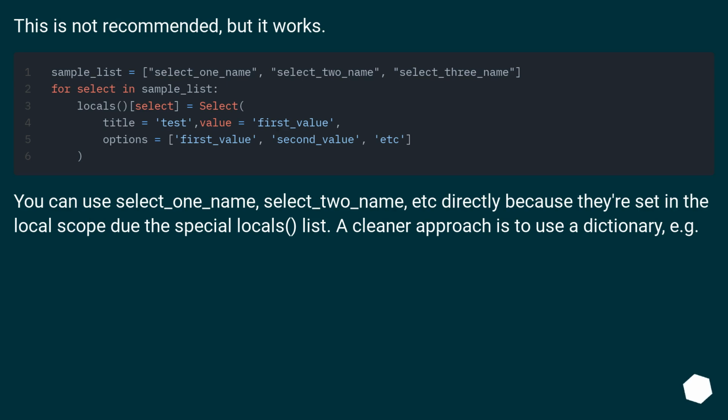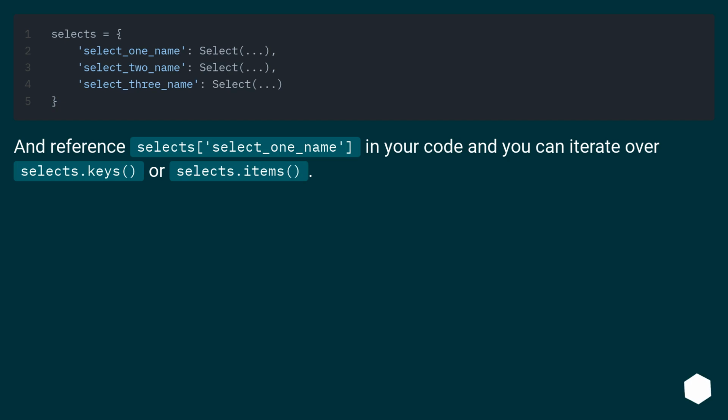This is not recommended, but it works. You can use select_1_name, select_2_name, etc. directly because they're set in the local scope to the special locals list. The cleaner approach is to use a dictionary, for example. And reference select_1_name in your code, and you can iterate over selects.keys or selects.items.